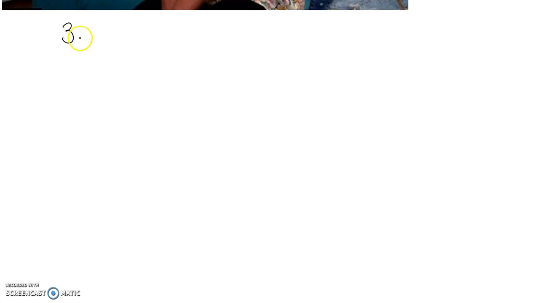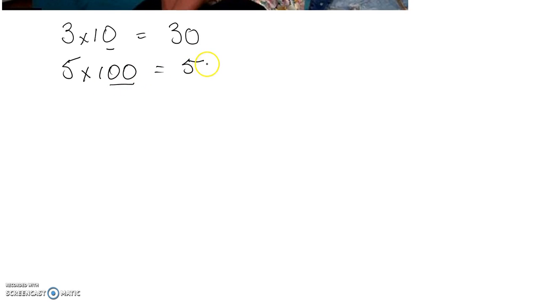Let's start with 3 times 10. Now, we look at the number of zeros in the multiplier, and there's only one zero there, and it's a straight 10, so our answer is going to equal the 3 that we started with, then the 0. If I had 5 times 100, I write my 5, and now I look at how many zeros there are. There were 2 of them, so it's 500.